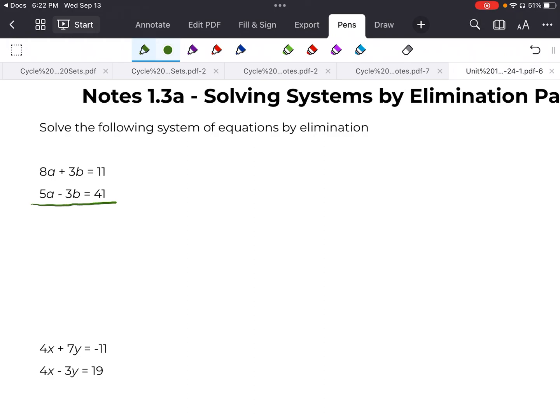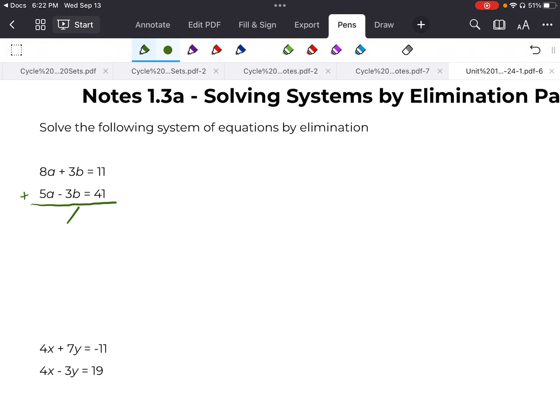So we need to first look at the a's because they come first and think, if I add 8 and 5, do I get 0? No, it's 13. 8 minus 5, still not 0. So we can't just eliminate the a's right away. But if I look at the b's, positive 3 plus negative 3 gives me the 0 that I'm looking for. So because I'm going to add those to eliminate the b, I'm going to add these entire lines.